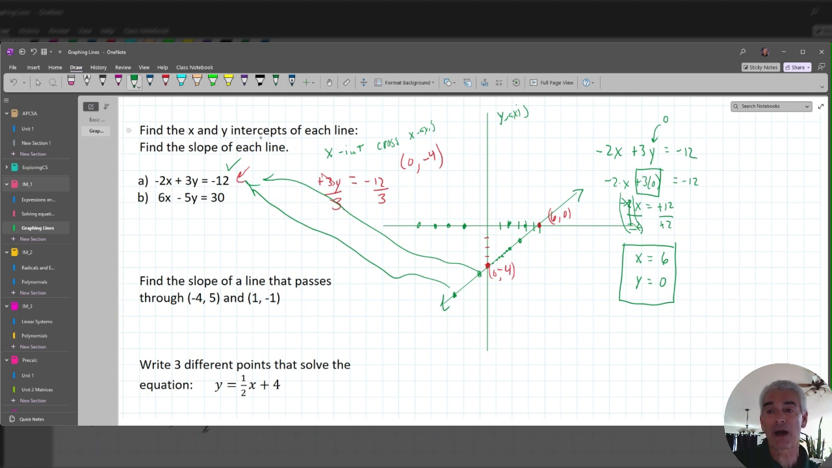The x and y intercepts: we would say the x-intercept was 6, and I could say x equals 6 or just 6, or I could say 6 comma 0. It can be expressed all the ways. The y-intercept of line A is 0 comma negative 4, or just negative 4. The slope is typically called rise over run, and I'm going to handle that in another video.